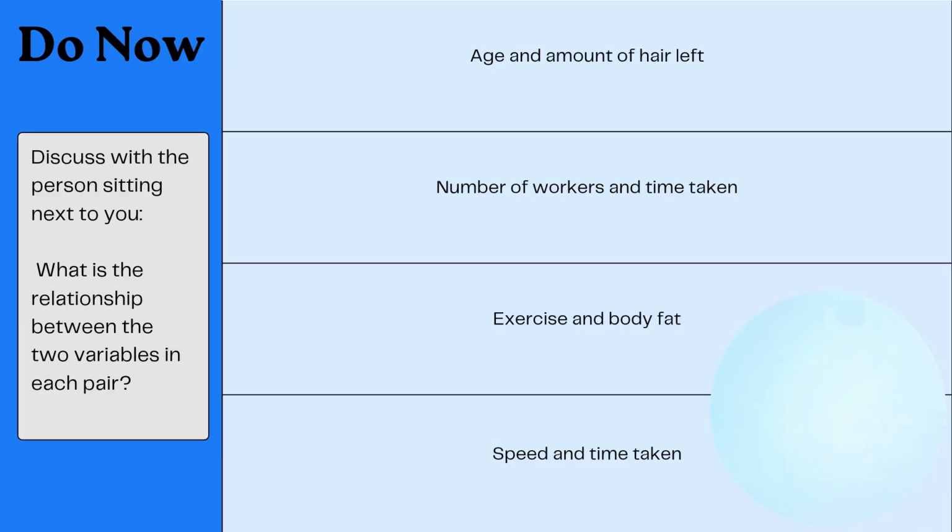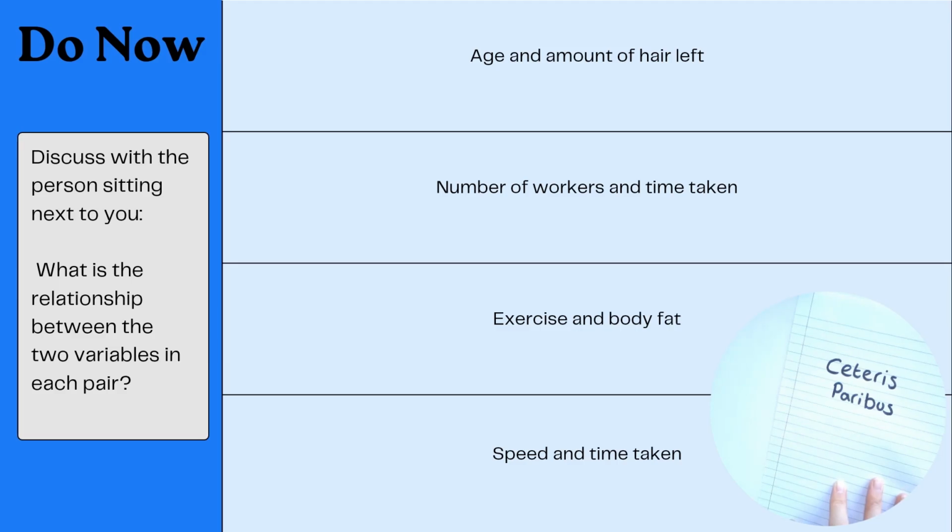As you age, the amount of hair you usually have left does decrease. As you increase the number of workers on a set project, you'd expect the time taken to decrease. As you exercise, ceteris paribus, you'd expect to see a decrease in body fat. Ceteris paribus means all other things held equal. So if you didn't change anything else but increased your exercise, you would see a decrease in body fat.